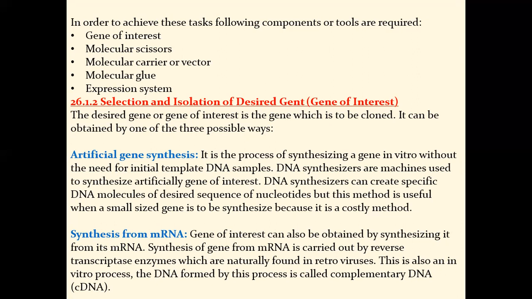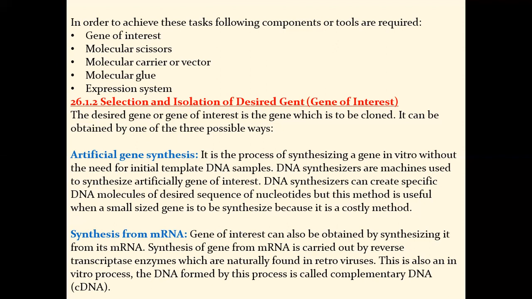so the selection and isolation of the desired gene. First of all, we will select. So artificial gene synthesis is the process of synthesizing a gene in vitro without the need of an initial template DNA sample. DNA synthesizers are the machines used to synthesize artificially the gene of interest. A DNA synthesizer can create a specific DNA molecule of a desired sequence of nucleotides, but this method is useful when a small sized gene is to be synthesized because it is a costly method. So some of the machines are synthesizing the DNA artificially. We don't want an initial DNA template. So this is the artificial procedure.